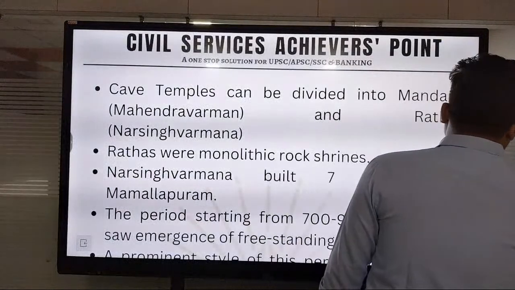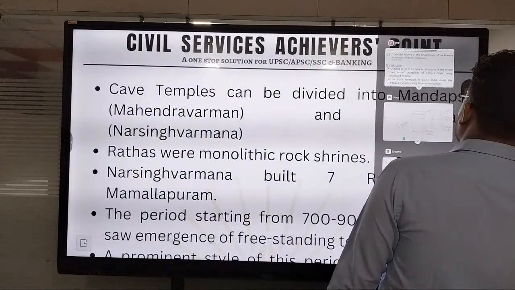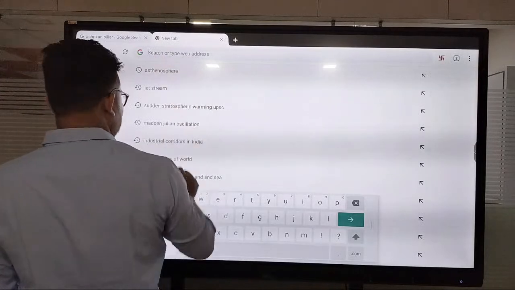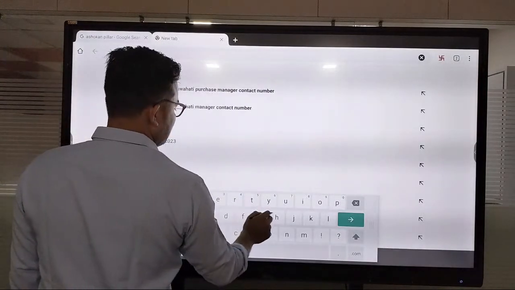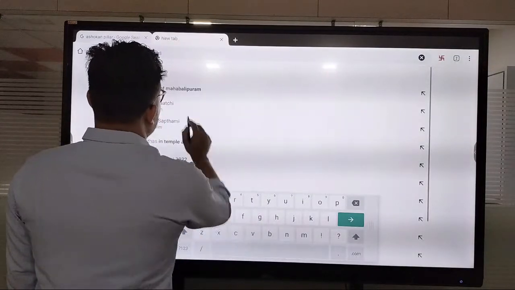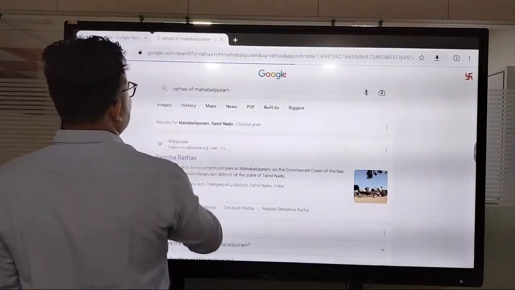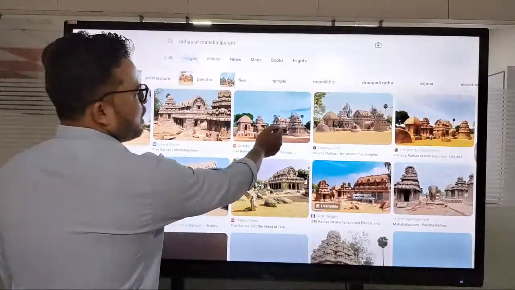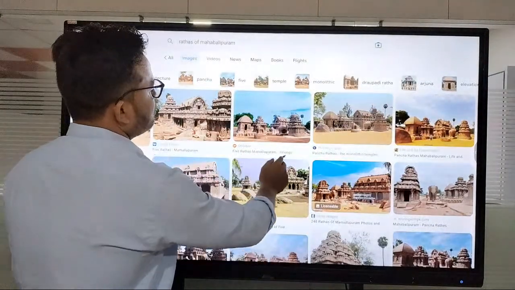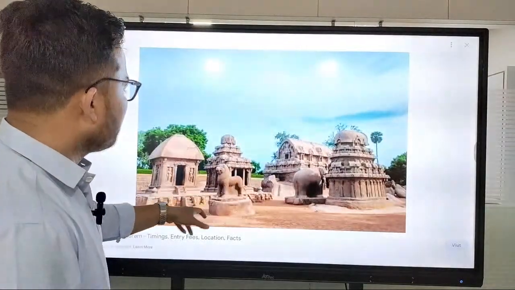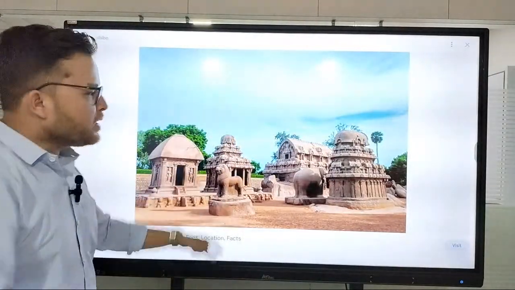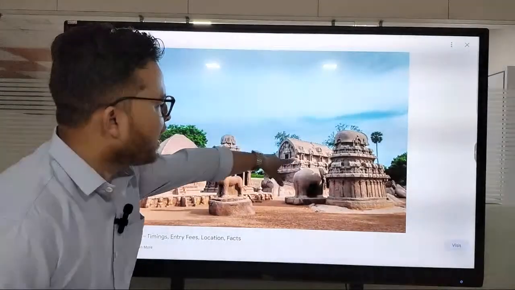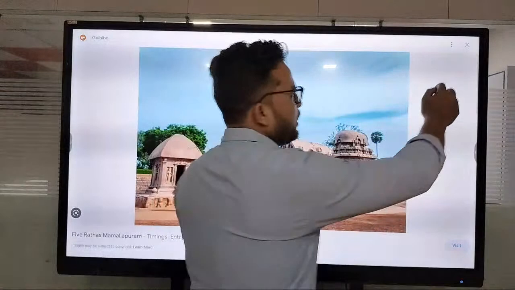I'll show you a picture of Rathas. Just give me 1 second. See, these are the Rathas I'm talking about. Can you see this? All these are examples of Rathas. This is a Ratha, this is a Ratha, this is a Ratha. All these are separate Rathas. I hope I'm clear.